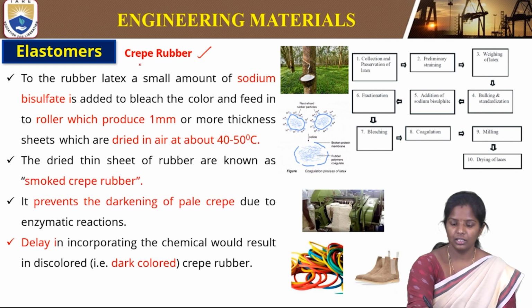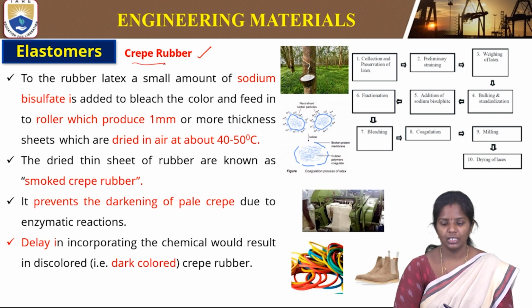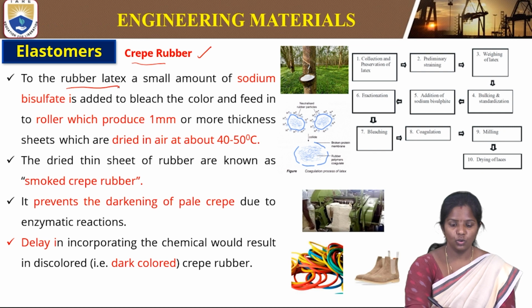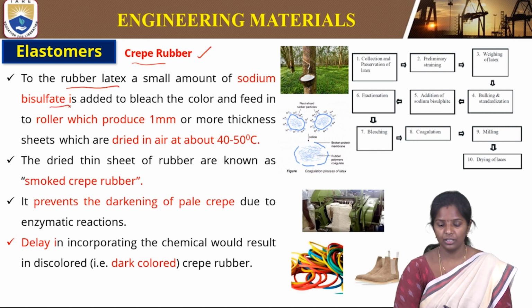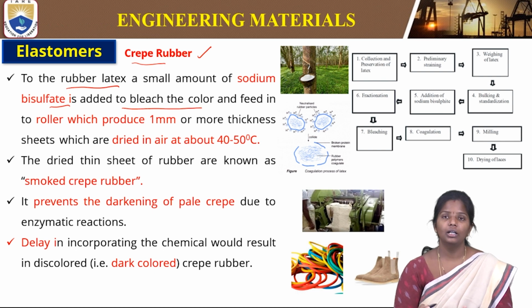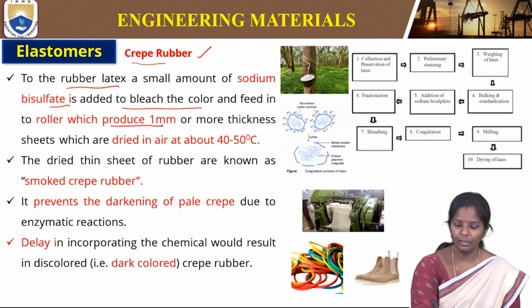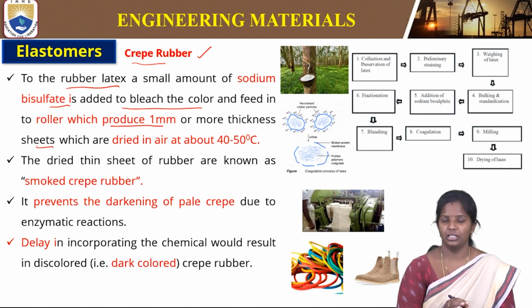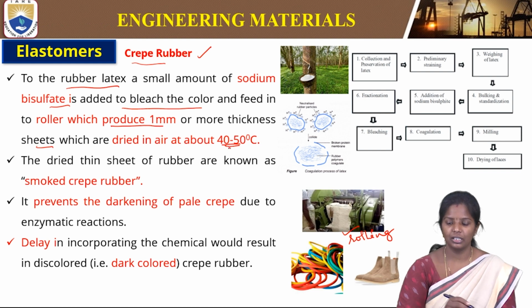If we see an example, crepe rubber. This crepe rubber is produced when the rubber latex is treated with sodium bisulfate and bleach to bleach the color, and fed into the roller to make sheets. This will make sheets of 1 mm or more thickness, which are dried in air at 40 to 50 degrees centigrade. So this is the rolling, and the drying at 40 to 50 degrees centigrade.